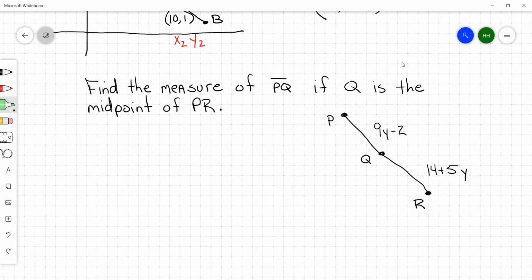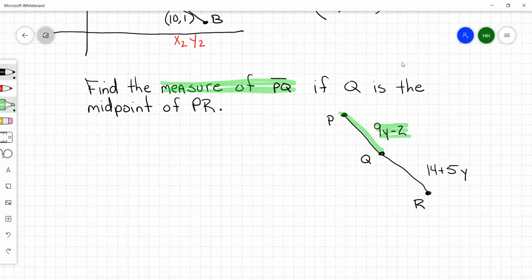And here's where these highlighters work. Find them. Here's what they're asking for. I need the measure of PQ. I need this distance, and that distance is represented by this expression. So what do I need? What information do I need? We need the value of y, don't we?